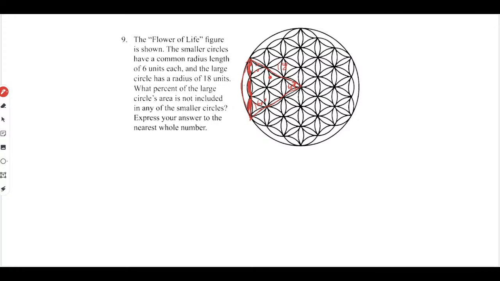Let's find the area of this big part right here. So we would do 18. It will be 18 squared pi over 6. That'll be our area of this circular area right here. Minus 18 squared square root of 3 over 4. And that'll be the area of the equilateral triangle.